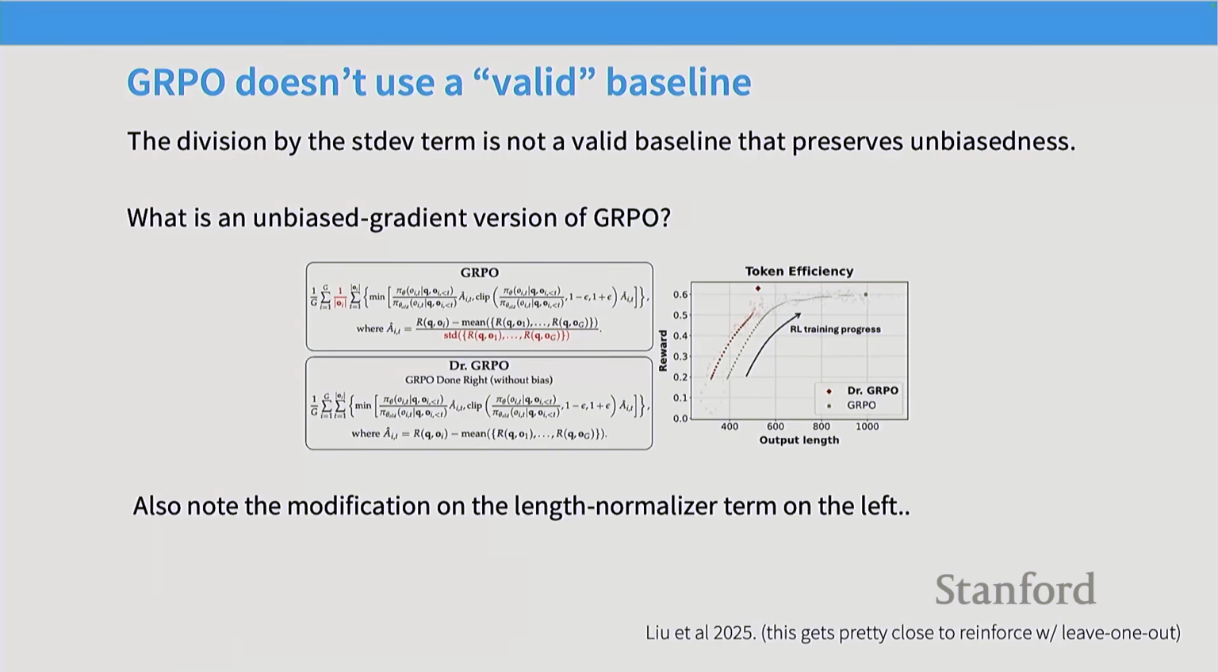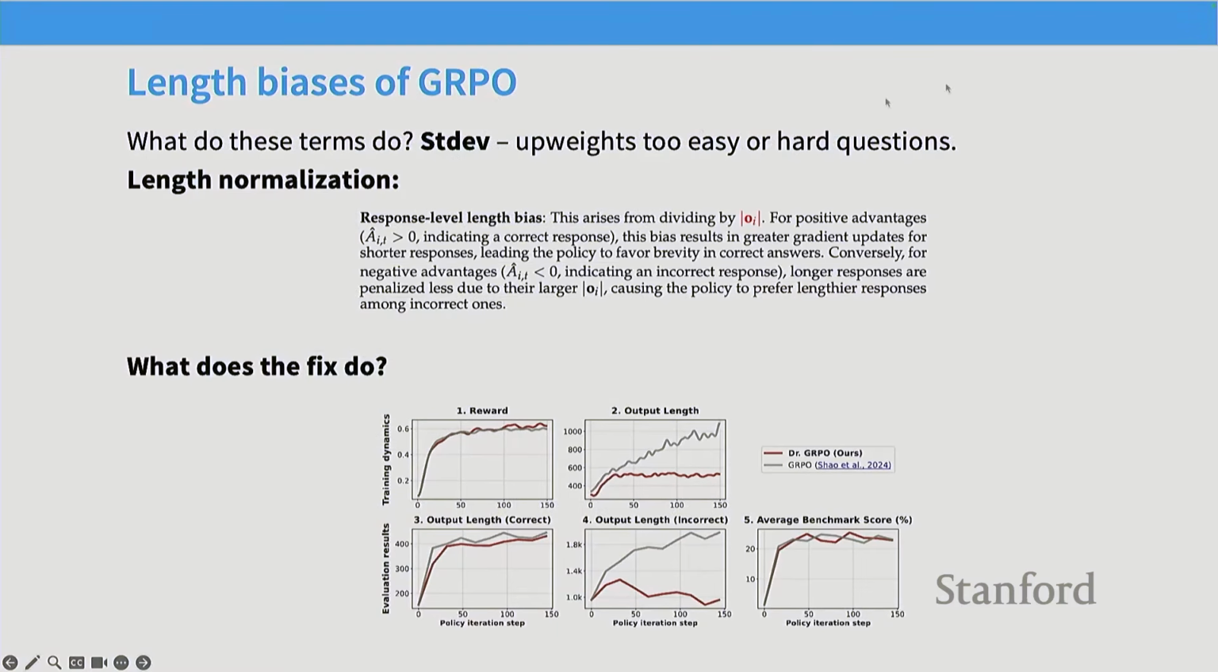And when is the standard deviation small? Well, it's when the problem is too easy or too hard, because that's when the rewards are either all 0s or all 1s. And so there's a bias in the standard deviation term that upweights problems that are too easy or too hard. The authors argue this slows convergence. Maybe true. At the very least, this certainly breaks the validity of the policy gradient.